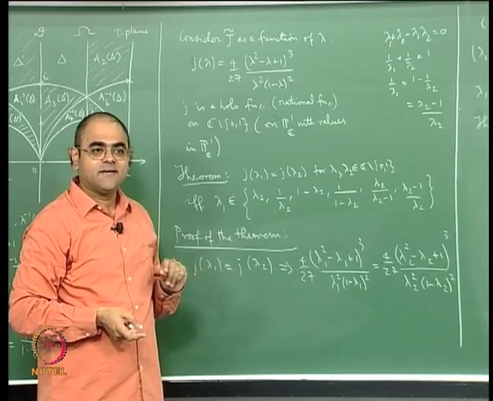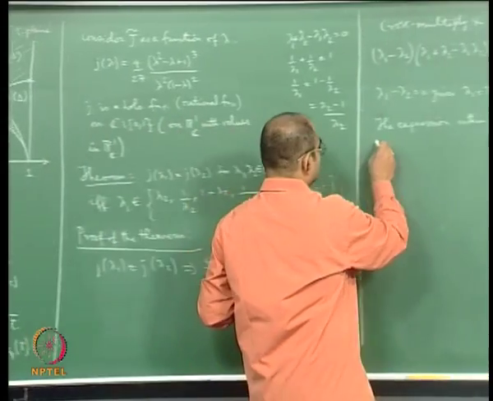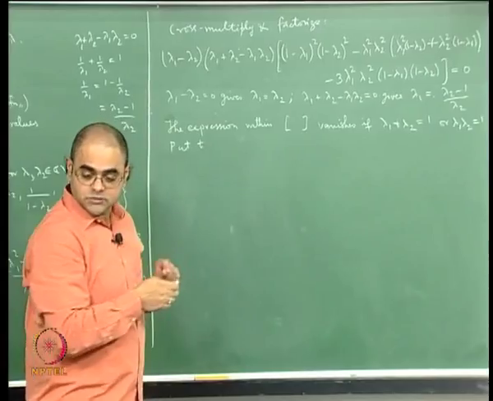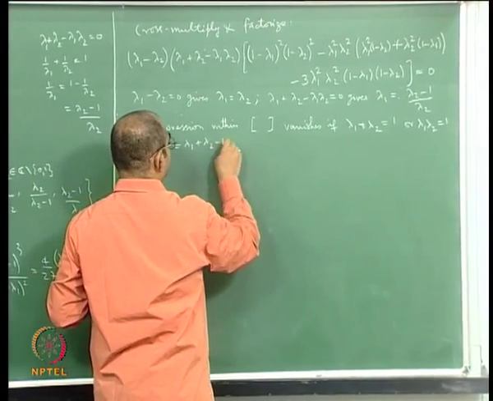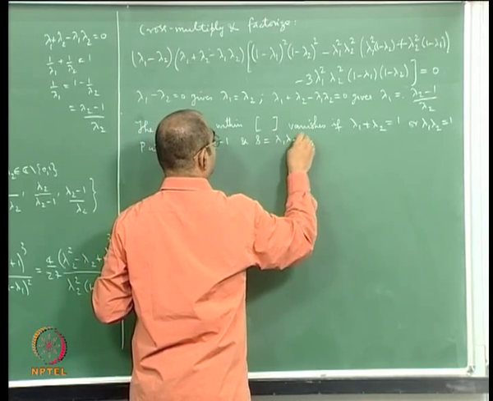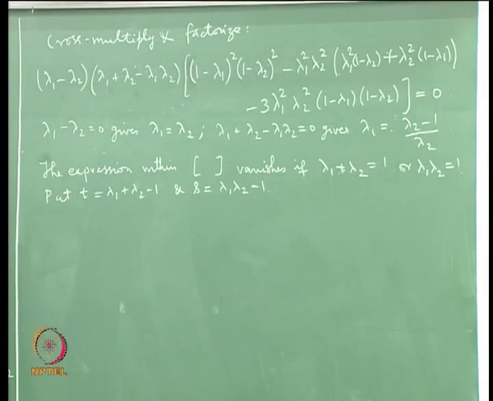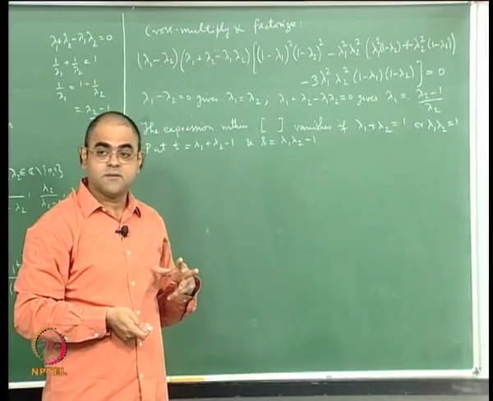Okay, and so the trick is, what you do is put t equal to lambda 1 plus lambda 2 minus 1, and s is equal to lambda 1 lambda 2 minus 1, then you should expect t and s to be factors. Okay, and transform the whole equation inside the brackets into an expression in terms of s and t.